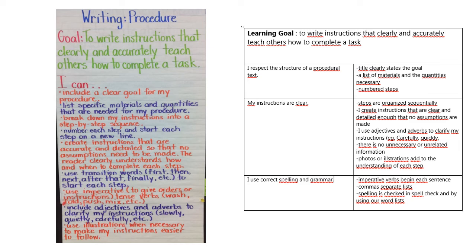So you can see that there really is a lot of learning that goes into this. It's not simply memorizing how to write a procedural text. On the right, I've taken the success criteria and divided up the details so that I can write one clear sentence that sums up all of the details.